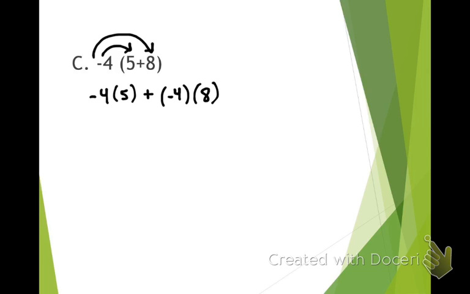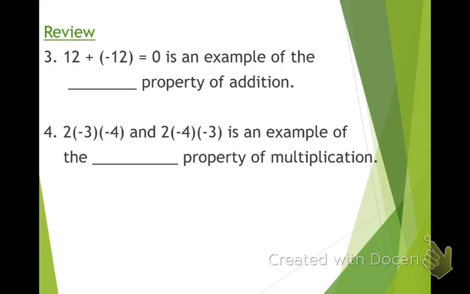What is negative 4 times 5? Negative 20. Drop down your plus sign. And now I have one negative, so my answer has to be negative. What is negative 4 times 8? Negative 32. Remember, every number has a sign, and that sign is directly in front of that number. Same sign or different sign? Same sign. Add the numbers, keep the sign. What's your answer? Negative 52.